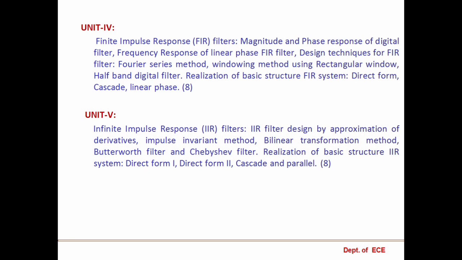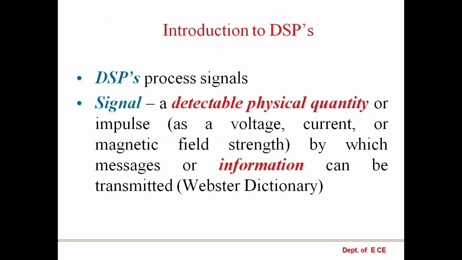Now we are going to discuss the introduction to digital signal processing. As we are aware, in the lower semesters we discussed what is meant by a signal, its characteristics, and the types of signals. Now, digital signal processing is nothing but processing of signals by using a system, which here is a computer. So the processing of signals by using a computer is digital signal processing.